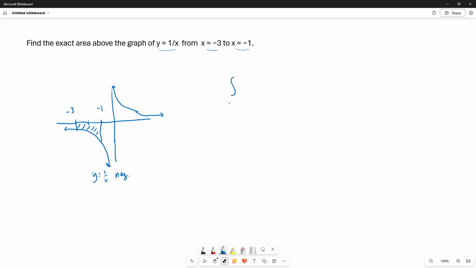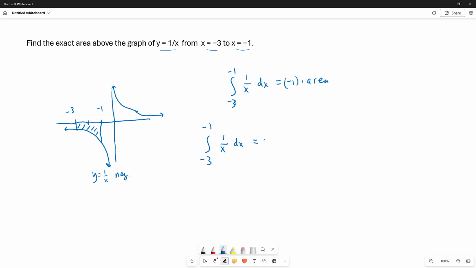So when you integrate from -3 to -1, 1 over x dx, since this function is negative, the integral will come out to be a negative number, and that negative number will be -1 times the area of the region that we wish to find. So in other words, the area will be -1 times the value of the integral. So we calculate the integral using the Fundamental Theorem of Calculus.